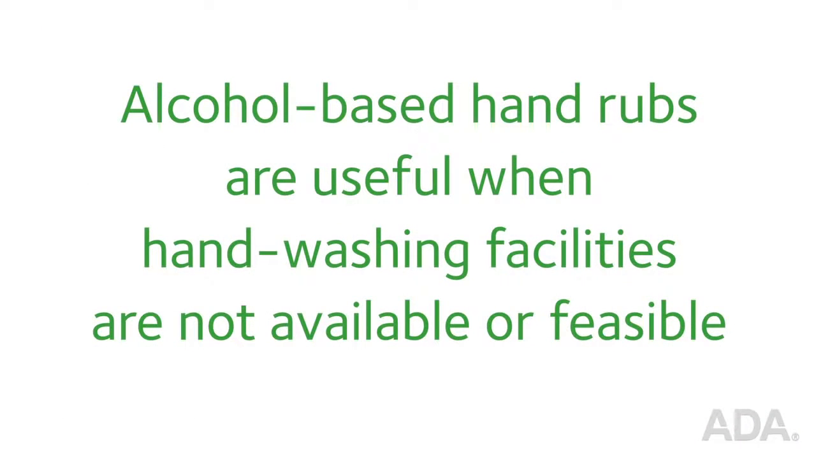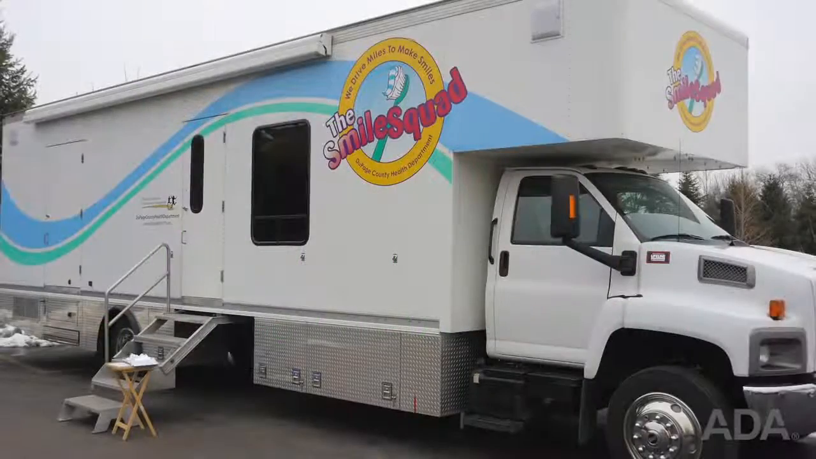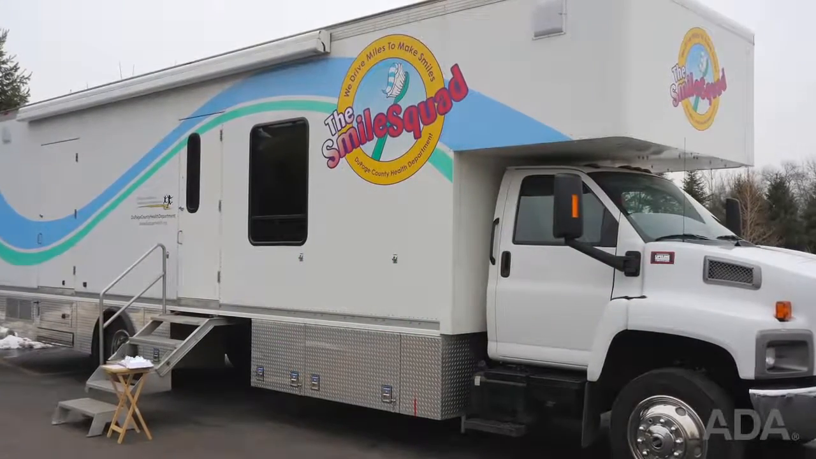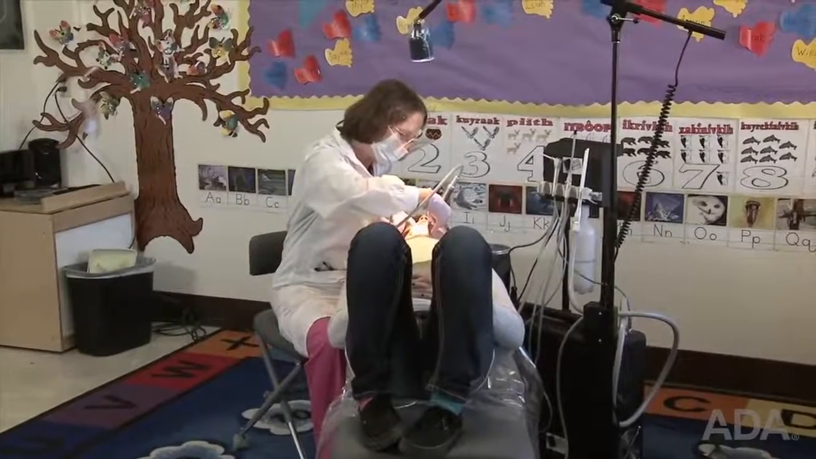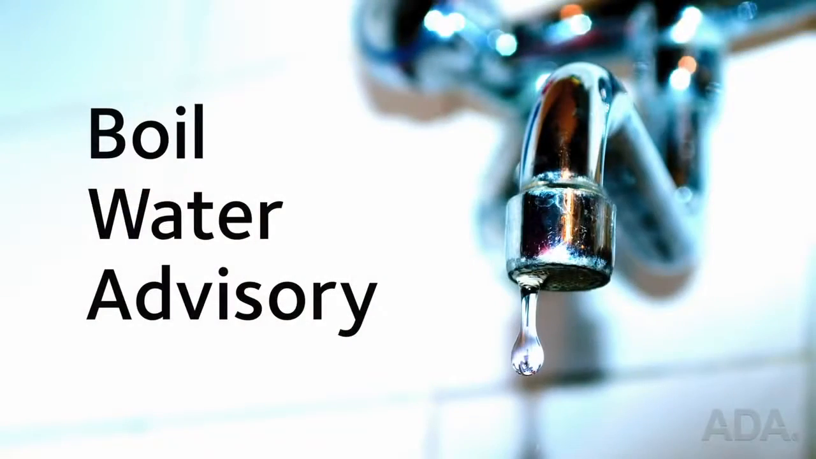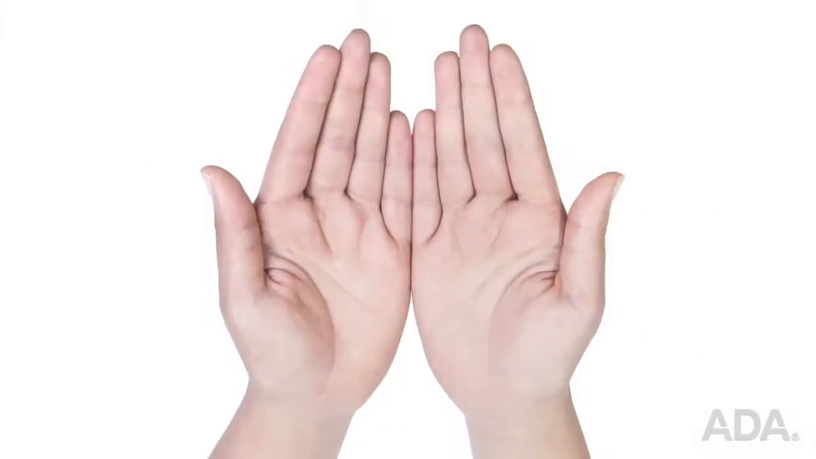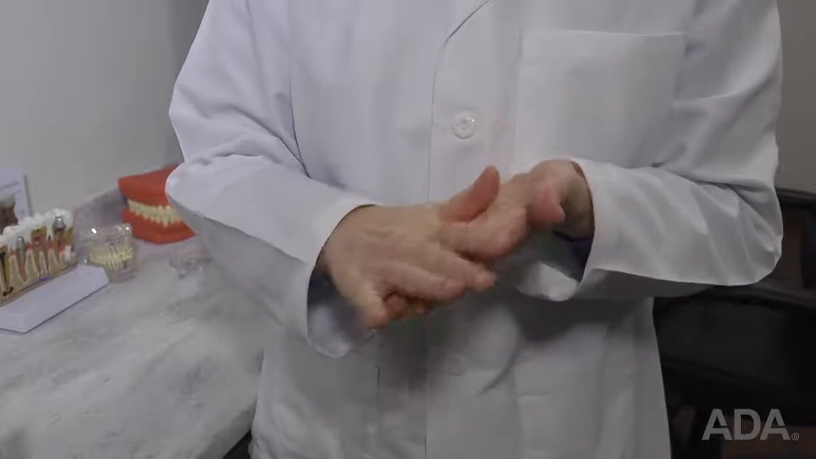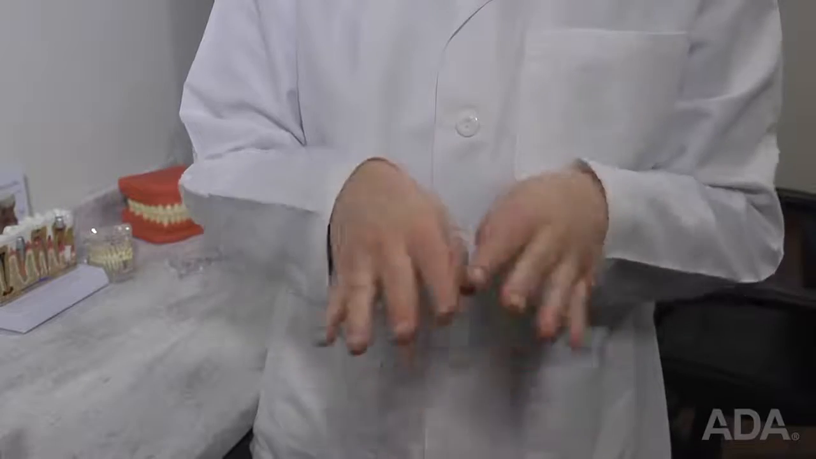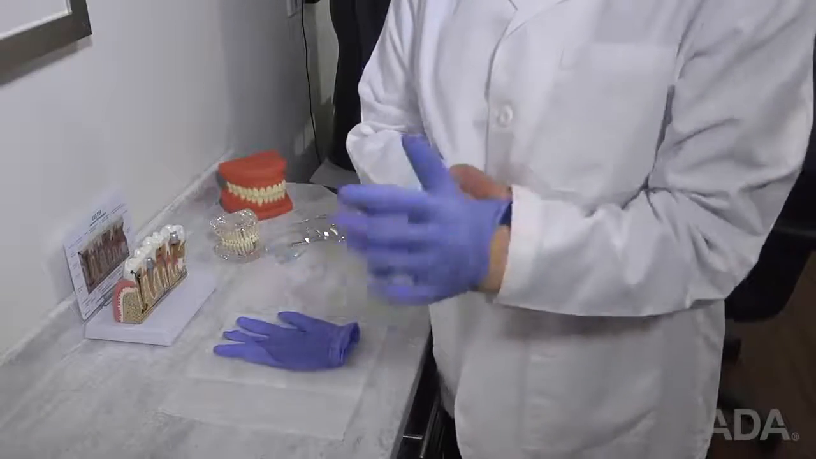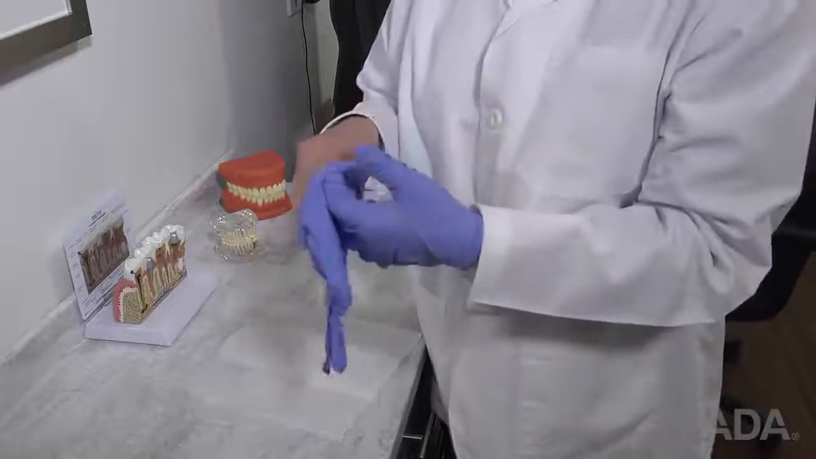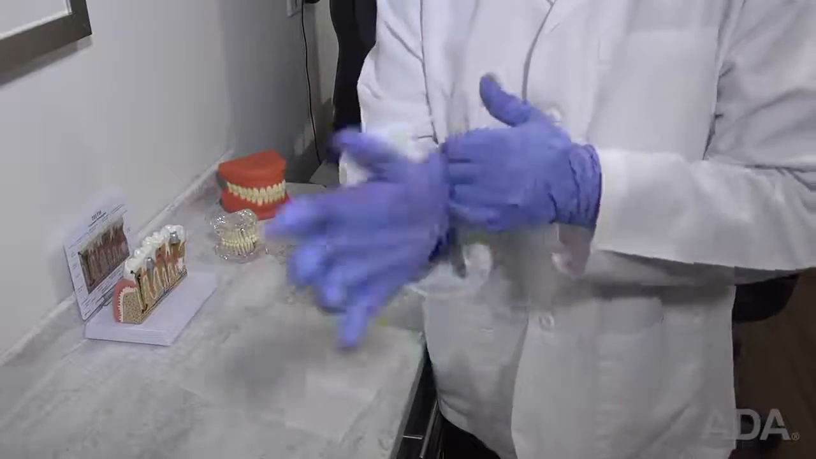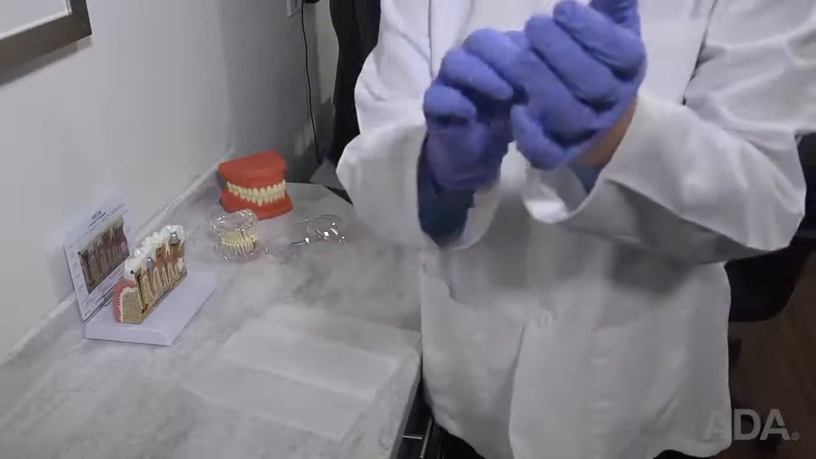Alcohol-based hand rubs are useful when hand washing facilities are not available or feasible. For example, when you are working in a mobile clinic, doing routine dental screenings in a school, when there is a boil water advisory from your water supplier, and when hands are not visibly soiled. Alcohol hand rubs are also helpful for reducing skin dryness and irritation. Regardless of which hand hygiene product you use, hands should be completely free of moisture before you put on your gloves. Dry hands help reduce skin irritation.